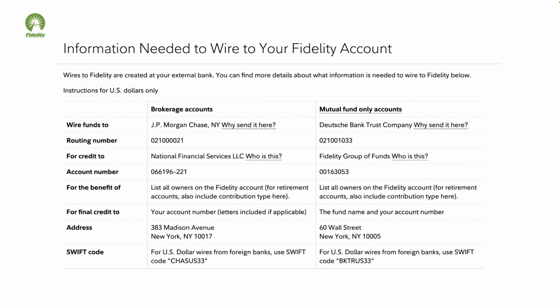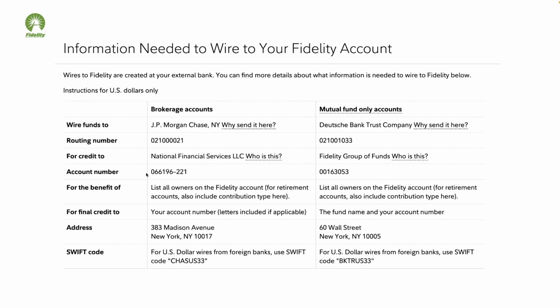So first of all, let's look at the Fidelity instruction on how you can wire your cash to Fidelity. Most of us are probably interested in the brokerage side. They also have instructions on the mutual fund side, but let's just focus on the brokerage side. Fidelity itself is not a bank. The wire goes to Fidelity via a host bank, and their host bank is JP Morgan Chase. And the address is 383 Madison Avenue in New York City.